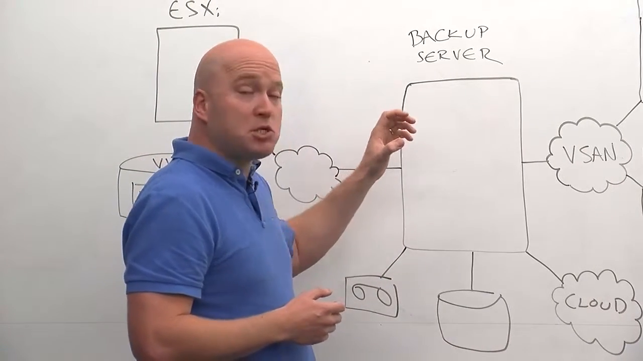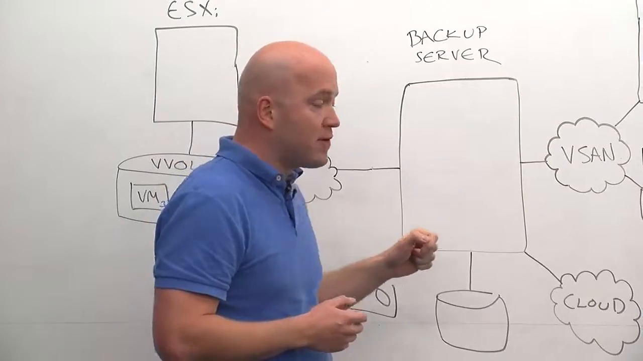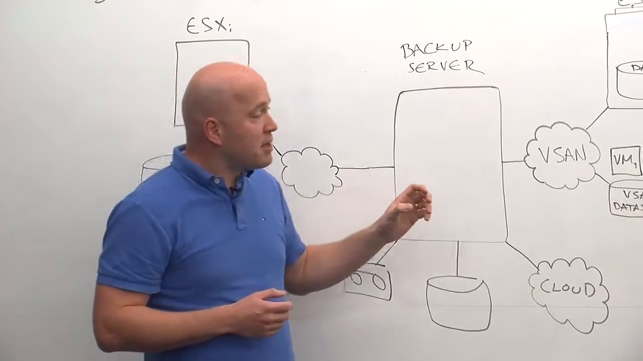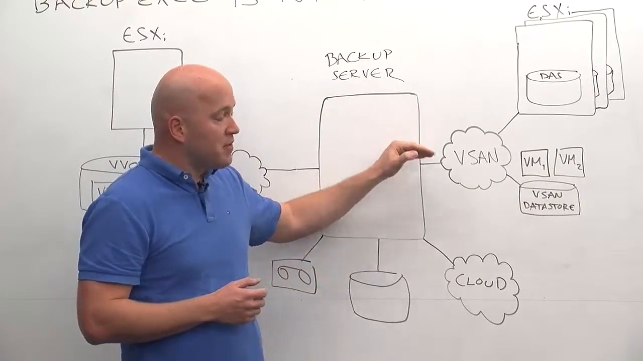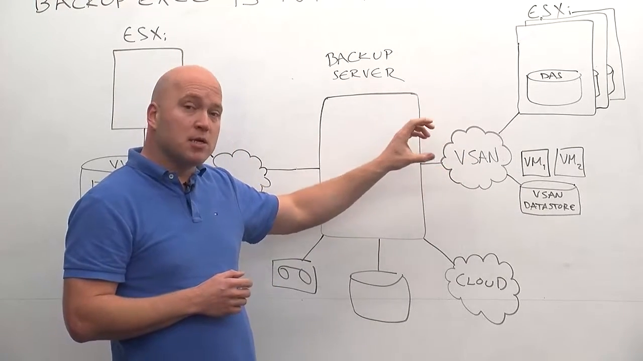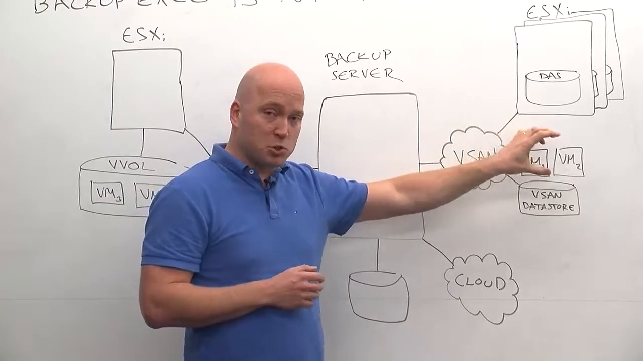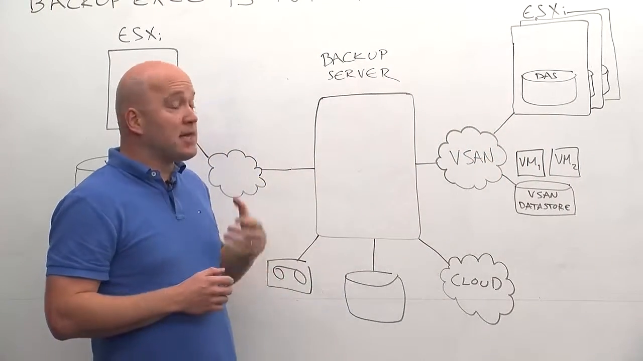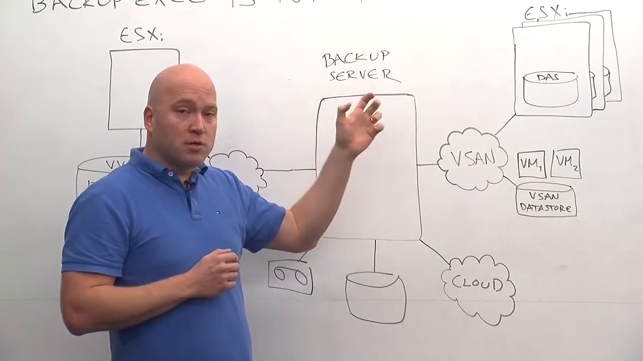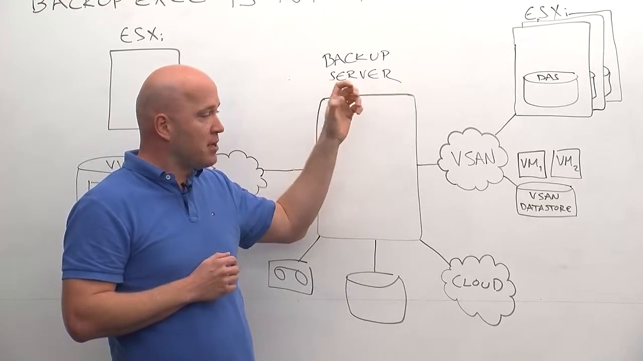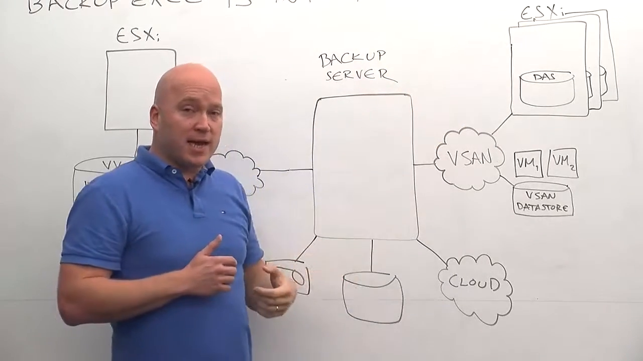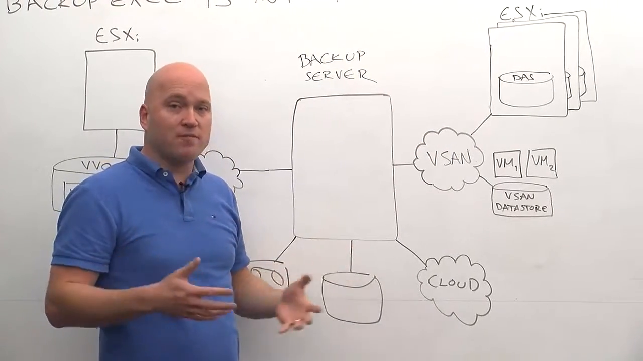We integrate into the VSAN data store through the vStorage APIs for data protection that are included in Backup Exec 15. With that, we can connect directly to the VSAN data store and request the vStorage APIs to provide us snapshots of the virtual machines directly from the data store. The benefit of that deep integration is that we can offload the actual operation directly to the data store level. We don't have to go through the ESX server itself, and that reduces the impact you have on your vSphere environment.